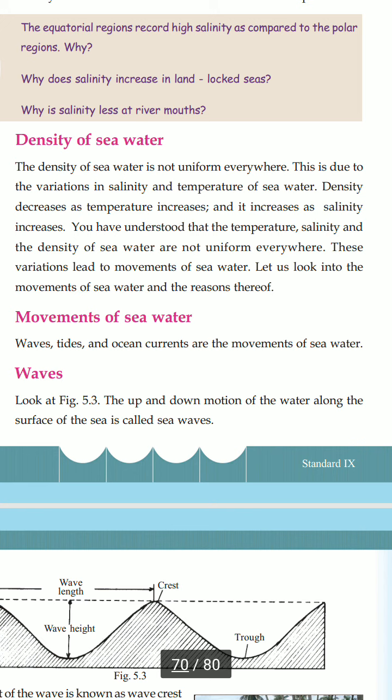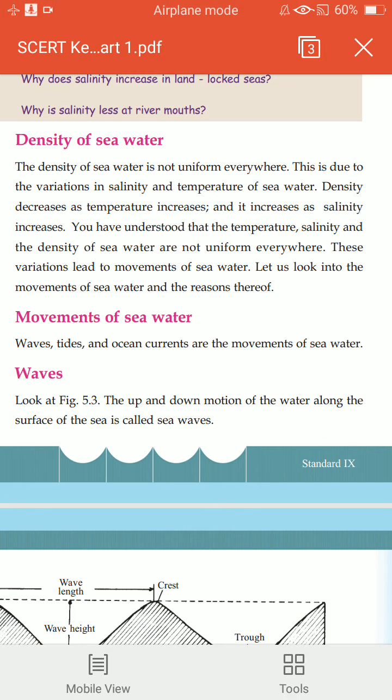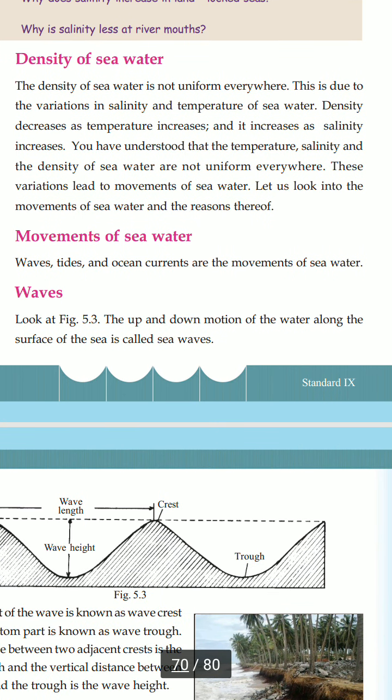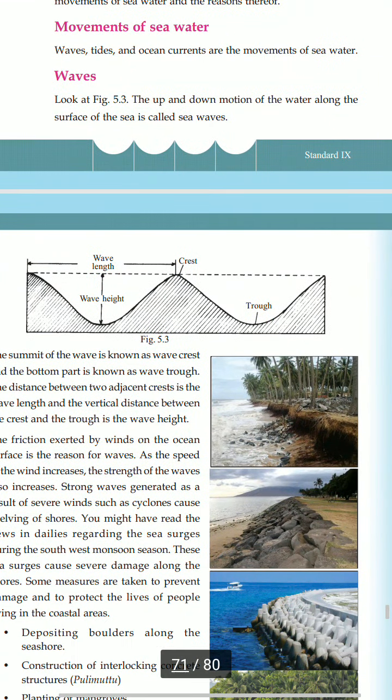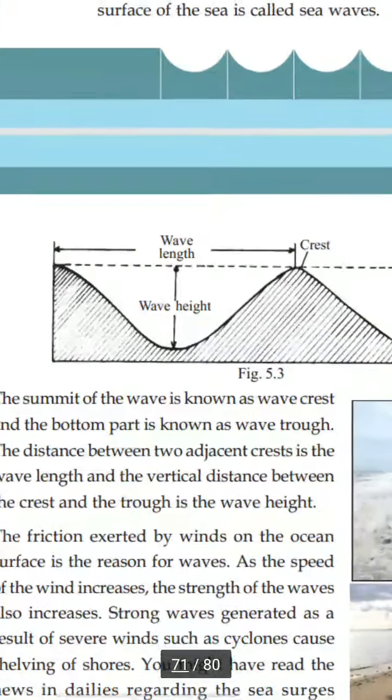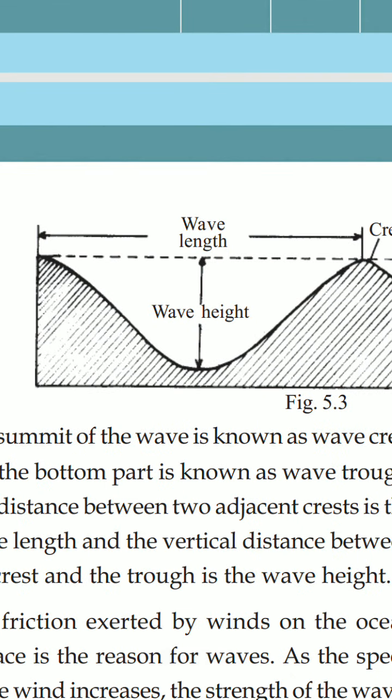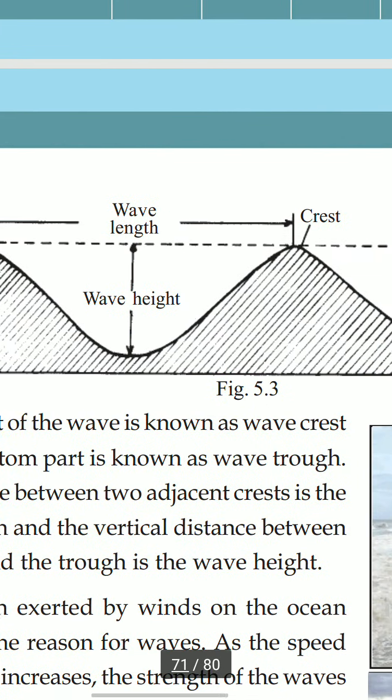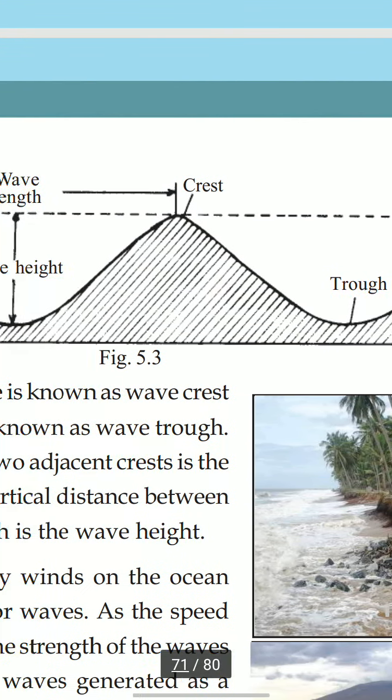Movements of seawater. The main movement you will see when you go to a sea is waves. Yes. The up and down motion of water along the surface of the sea is called sea waves. You have seen it go up and down along the surface of the sea. That is known as waves. You can see it is up, down, up, down, up.